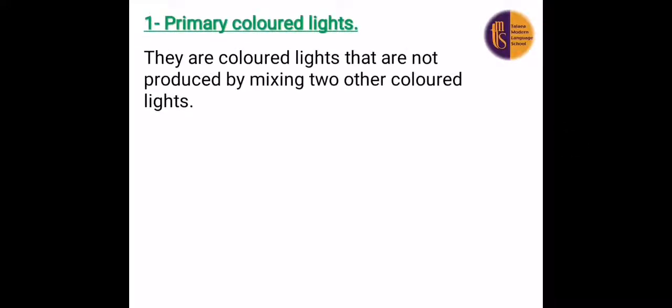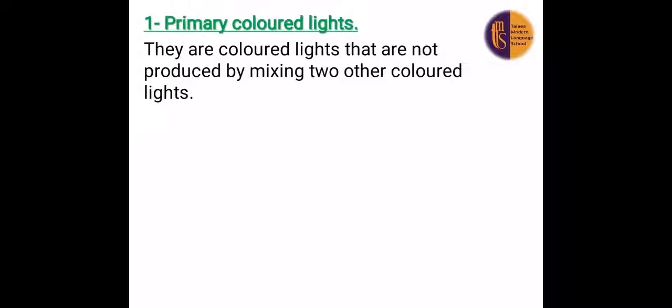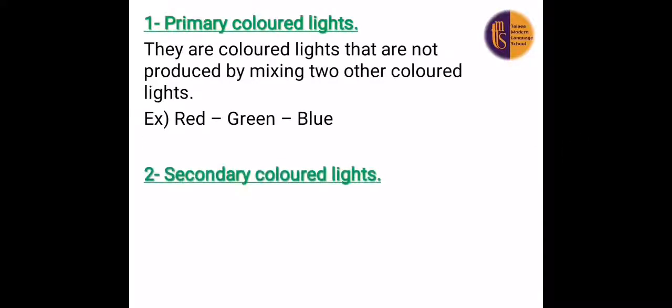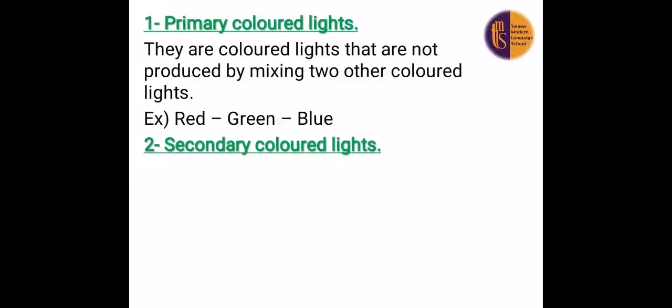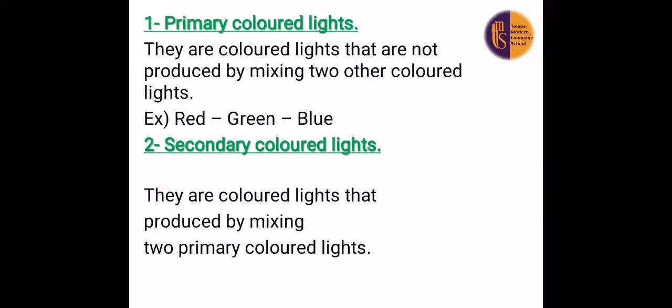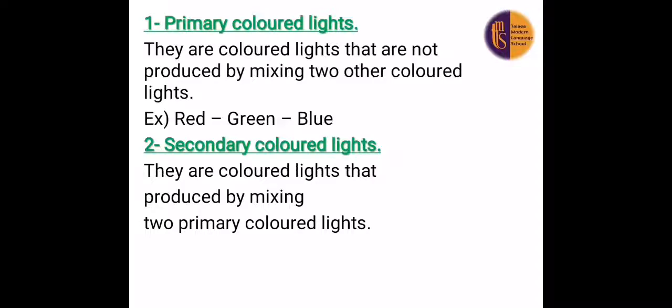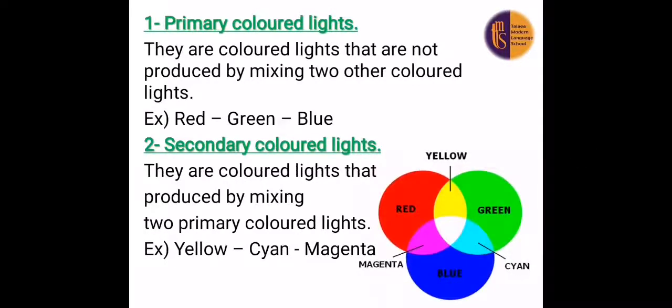So again, primary colored lights are colored lights that are not produced by mixing two other colored lights. They are red, green, and blue. But secondary colored lights are produced by mixing two primary colored lights. They are yellow, cyan, and magenta.